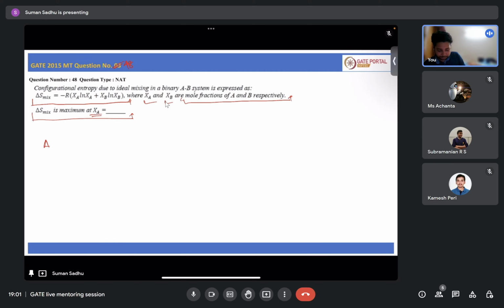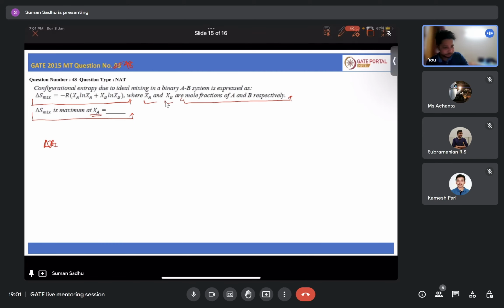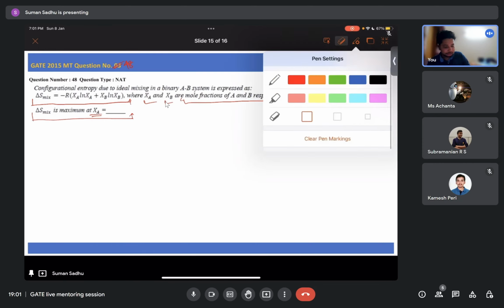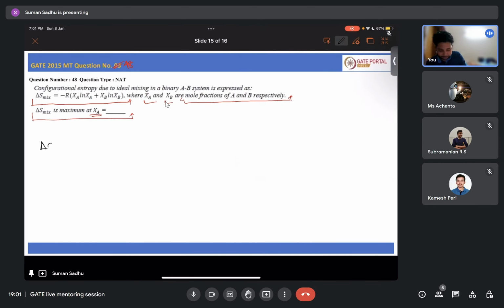I think without calculation also you people know the answer. So let me just show you the derivation of this also. Tomorrow I will cover the concept of regular solution, so there these things will be required.